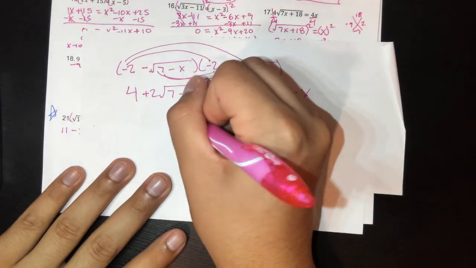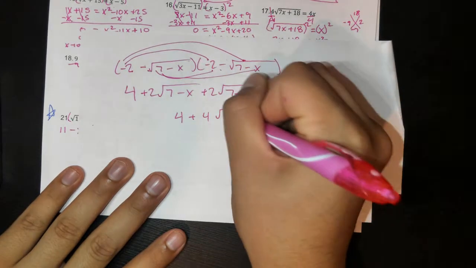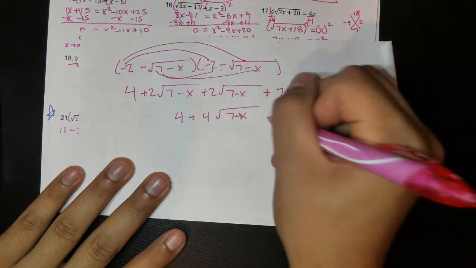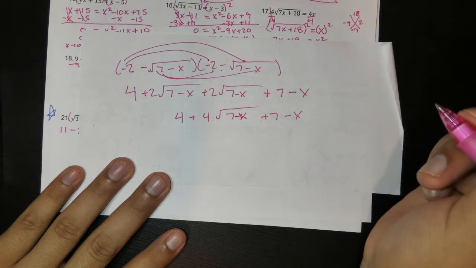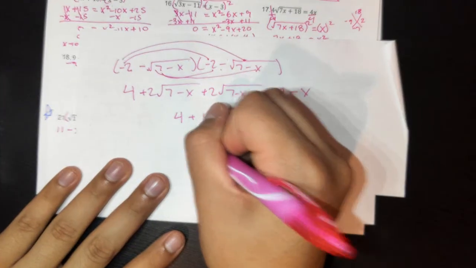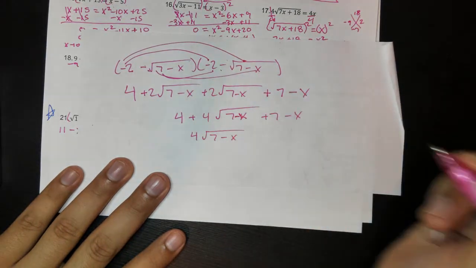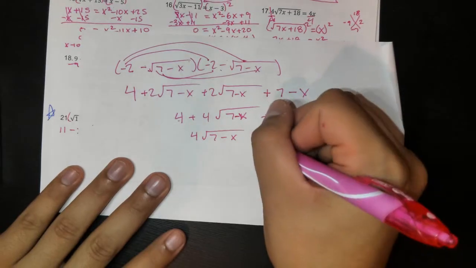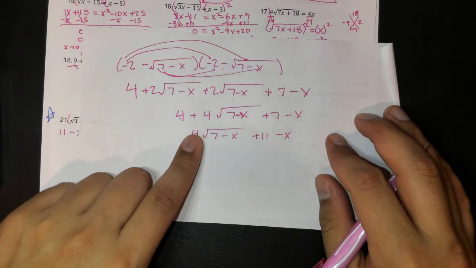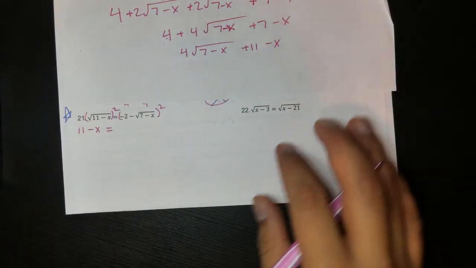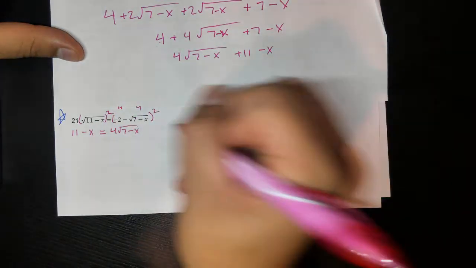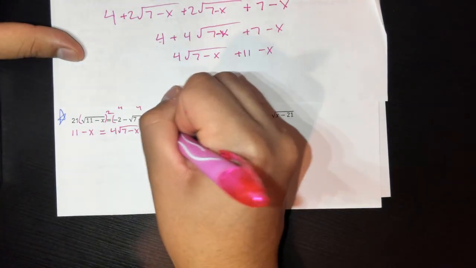Combine your like terms, we get 4 plus 4 square root of 7 minus x plus 7 minus x. We got the 4 and 7 we can combine also. So 4 square root of 7 minus x. 4 plus 7 is 11 minus x. So let me write that down here: 4 square root of 7 minus x plus 11 minus x.